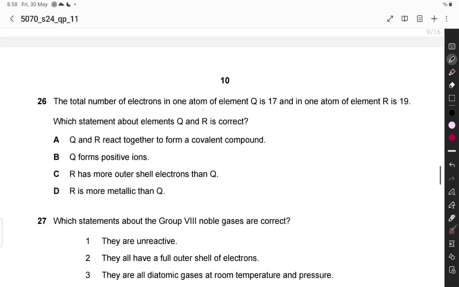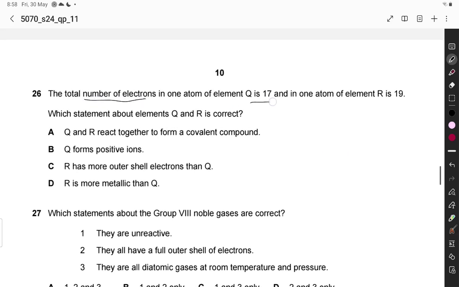The total number of electrons in one atom of element Q is 17, and in one atom of element R is 19. Which statement about elements Q and R is correct? Q and R react together to form a covalent compound. Q is 17, so this is chlorine, and R is 19, potassium. So one is a metal, the other is a non-metal, so they form an ionic compound, not a covalent compound.